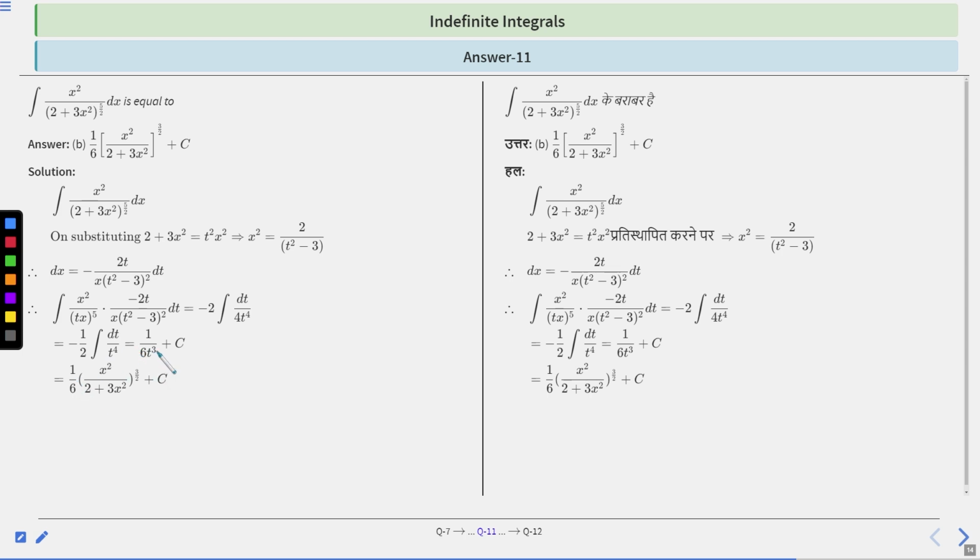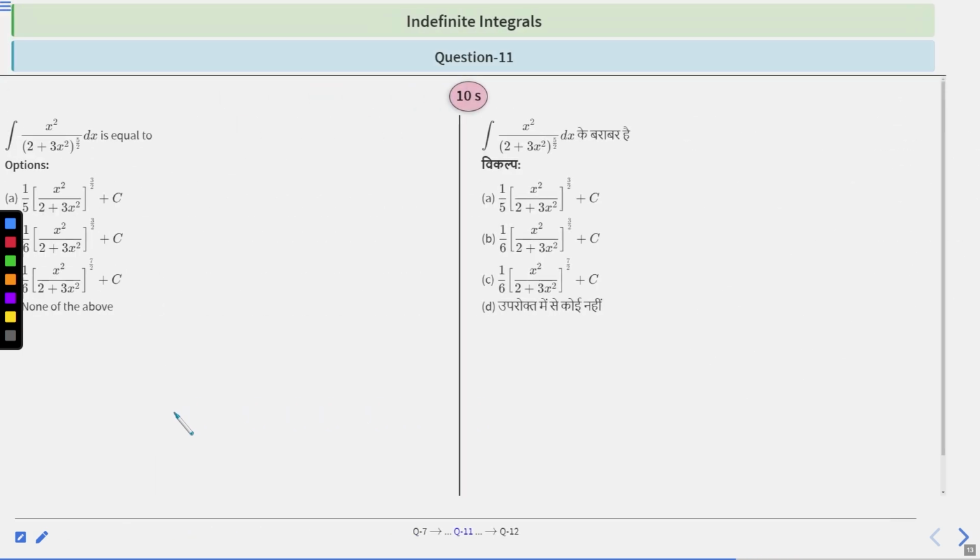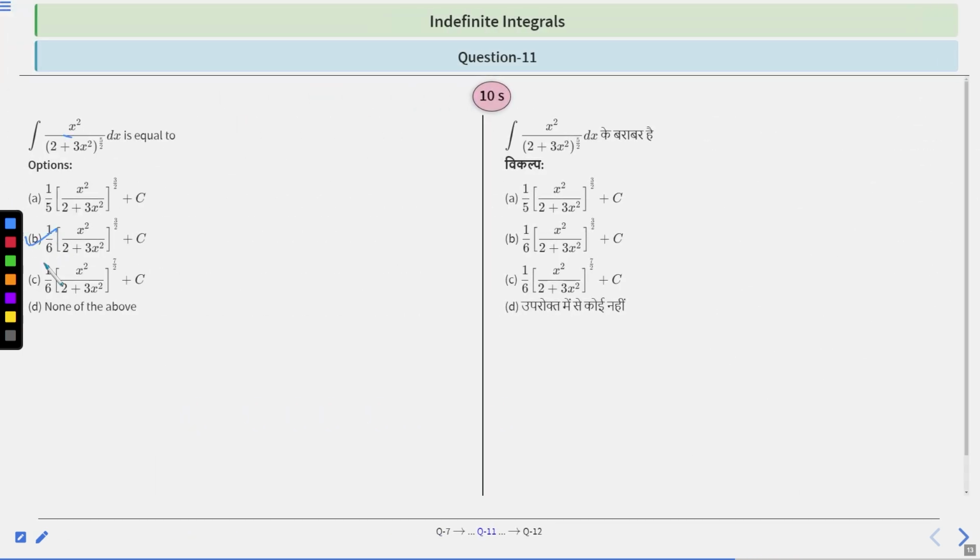When you put the value of t, you will get 1 by 6 x square upon (2 plus 3x square) to the power 3 by 2 plus c. So I think option B is the right choice. Option B is the right choice. Got it?